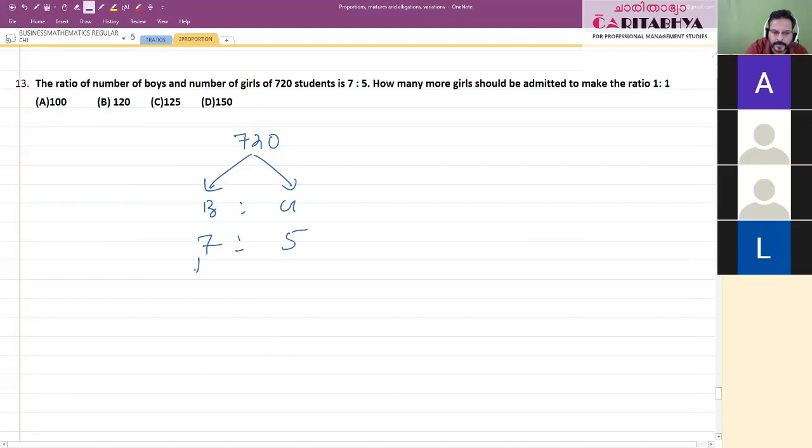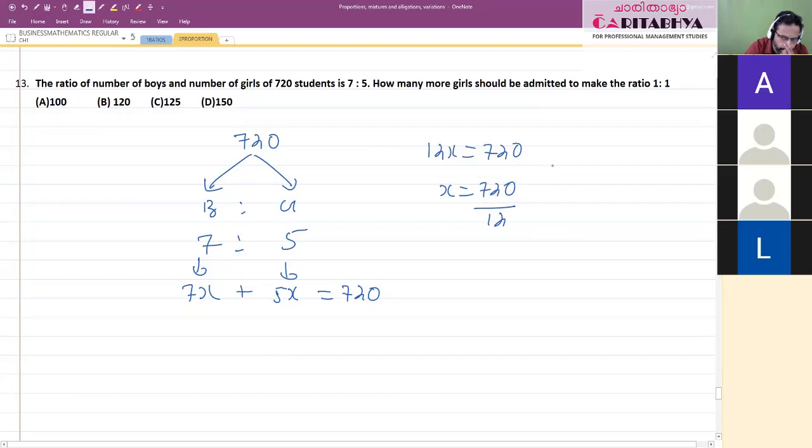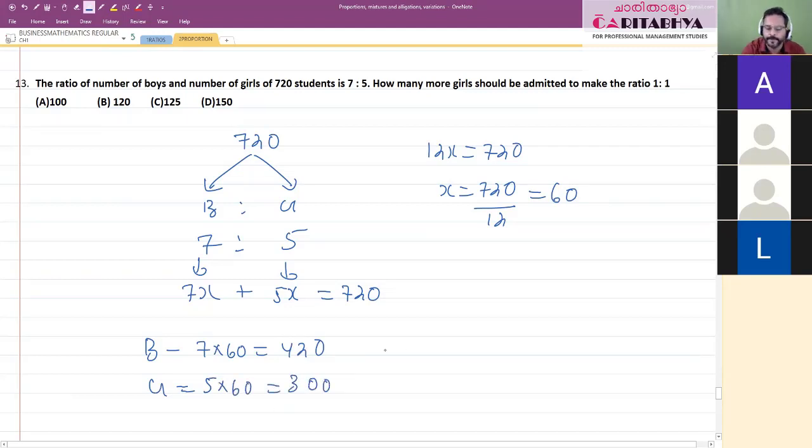Boys is to girls എന്ന് പറയുന്നത് 7:5 ആയിരുന്നു. That means there are 7x boys, 5x girls. Okay. So add ചെയ്യുമ്പോഴത്തേക്കും 12x is equal to 720. Therefore x is equal to 720 divided by 12 equal to 60. So right now boys എത്ര ഉണ്ട്? Boys 7 into 60, 420. Girls 5 into 60, 300. So right now 420 boys and 300 girls ഉണ്ട്.